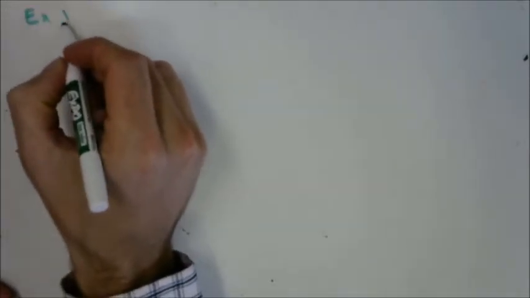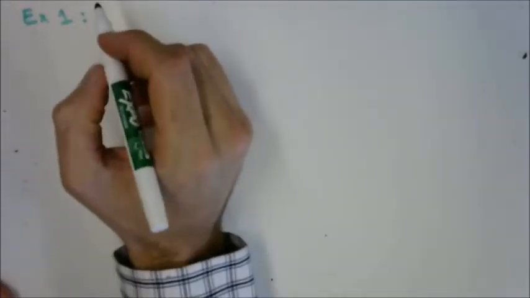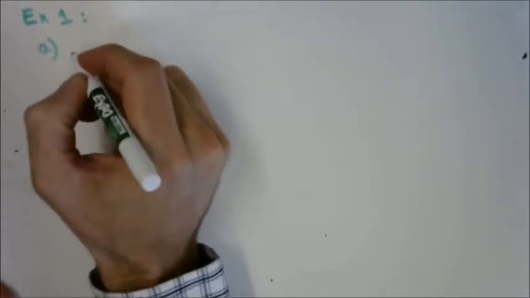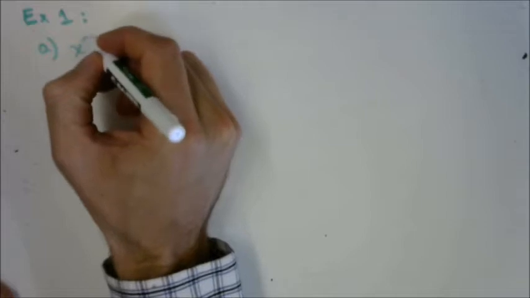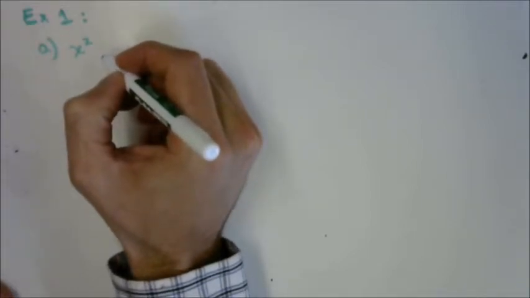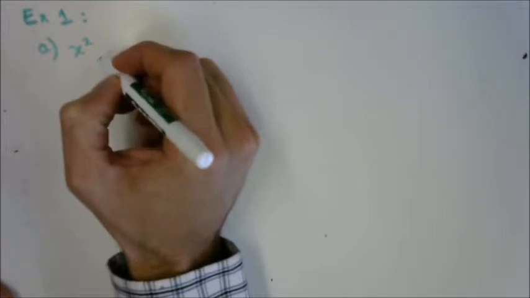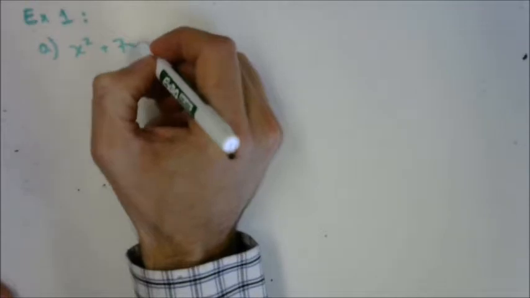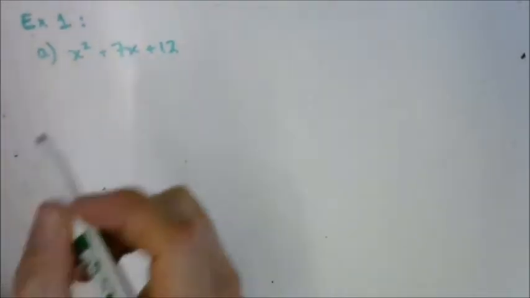Okay, ladies and gentlemen, we're heading off to example 1. Example 1. And the instructions here are factor if possible. So if we take a, which is x squared, by the way, there's going to be 5 examples, but you also have space on the back page. So don't worry too much about running out of space. You have x squared plus 7x plus 12.